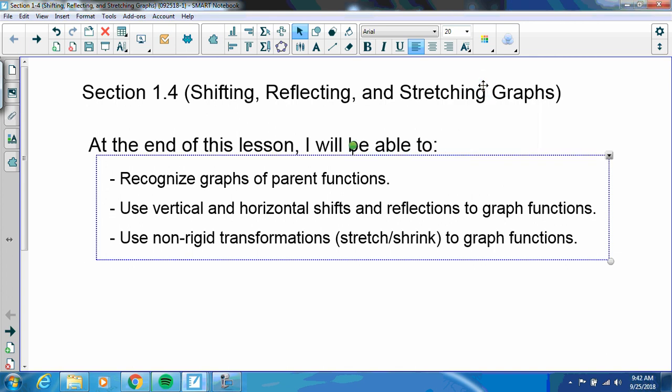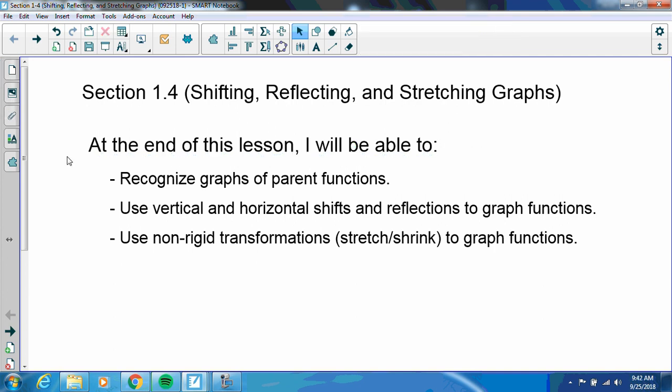Recording. We are going to talk about shifting, reflecting, and stretching graphs. At the end of this lesson, we will be able to recognize graphs of parent functions. We will be able to use vertical and horizontal shifts and reflections to graph functions. And we will use non-rigid transformations, as in stretch and shrink, to graph functions.